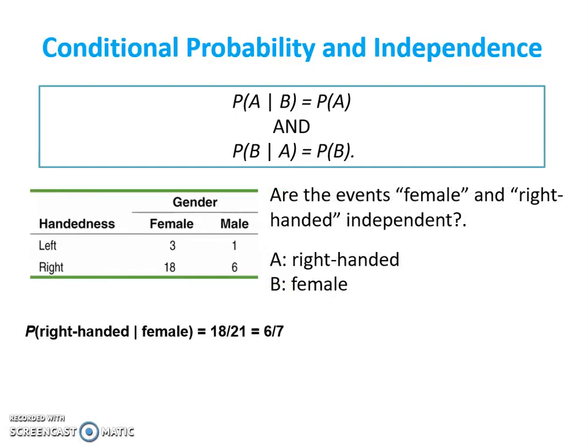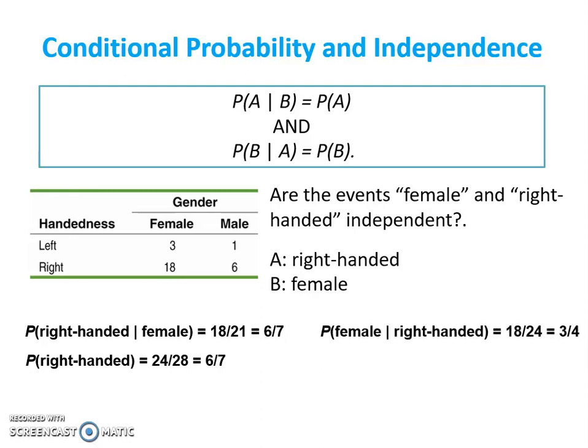Probability that you're right-handed, given that you're a female. Well, there are 18 right-handed females out of a total of 21 females. So that's 18 out of 21, which is about 6/7. Now, the probability of just being right-handed is 18 and 6 is 24 out of 28, which also simplifies to 6/7. So far so good. It's looking like they are independent, but I do need to check the other way.